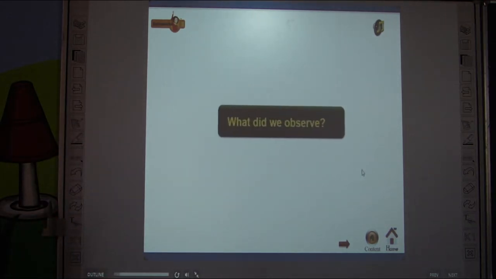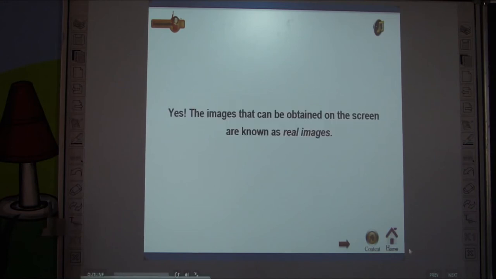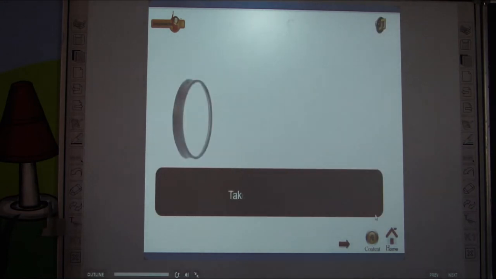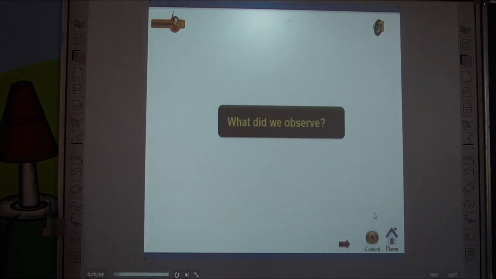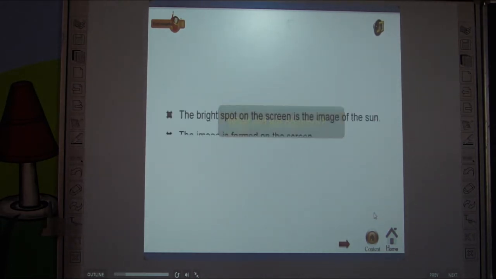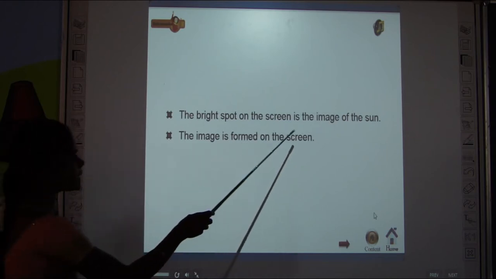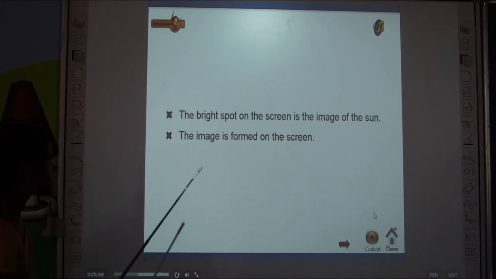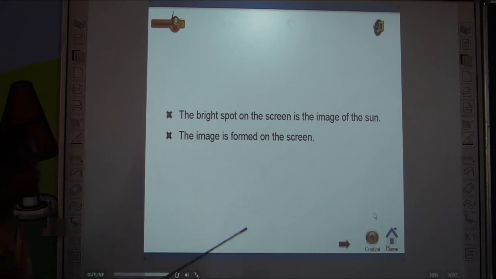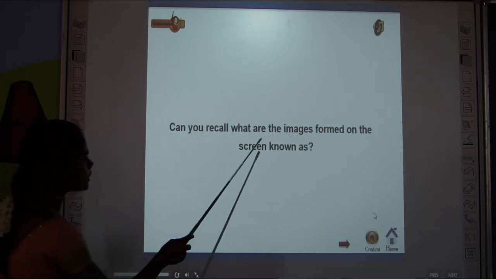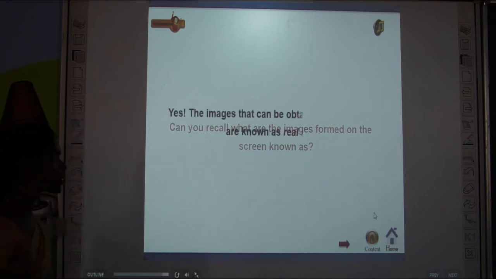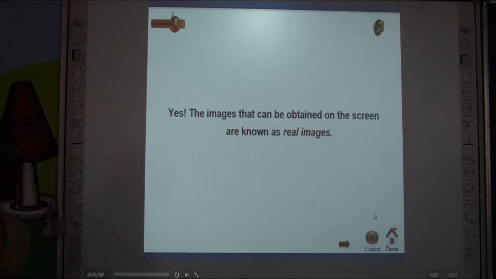What did we observe? The bright spot on the screen is the image of the sun. The image is formed on the screen in the case of concave mirror. Can you recall what the images formed on the screen are known as? Yes, it is known as real image.